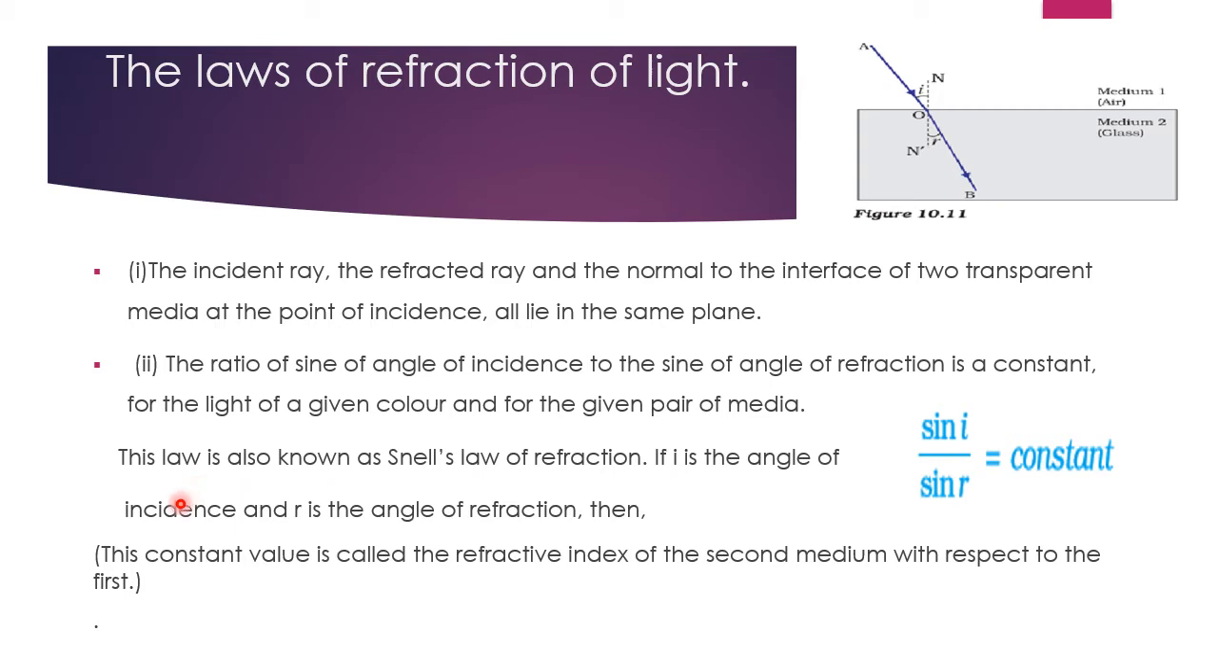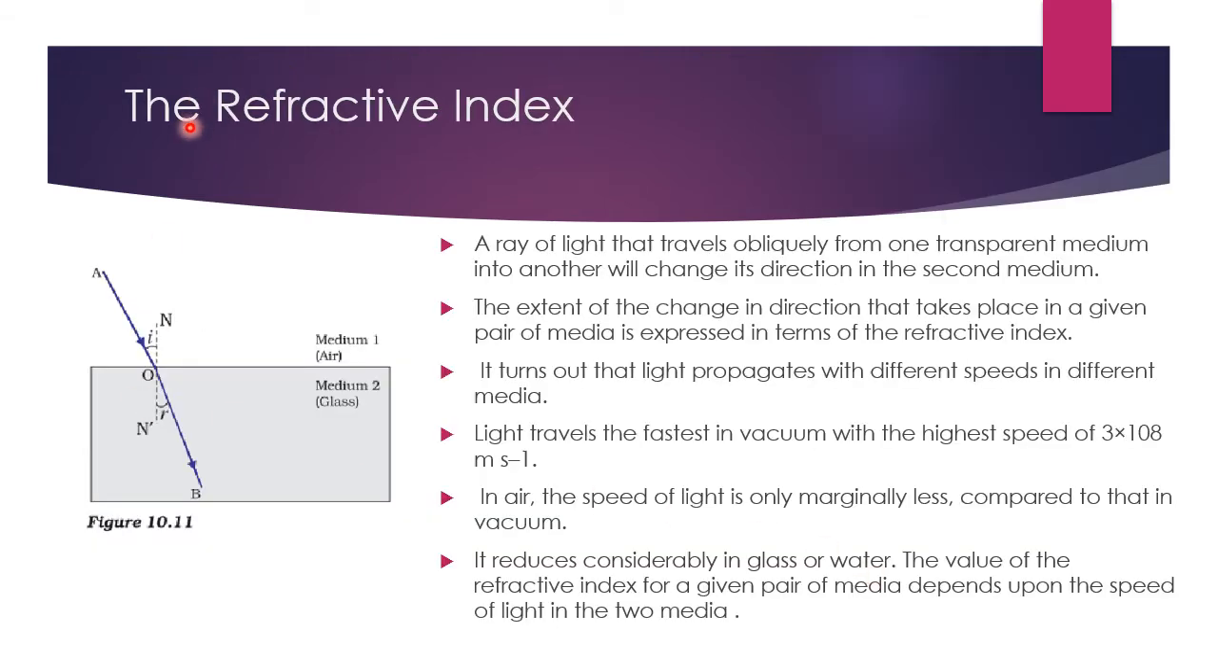If I is the angle of incidence and R is the angle of refraction, then sin I upon sin R is equal to a constant. This constant value is called the refractive index of the second medium with respect to the first. What is it called? The refractive index of the second medium with respect to the first. Now we will quickly see what is refractive index.